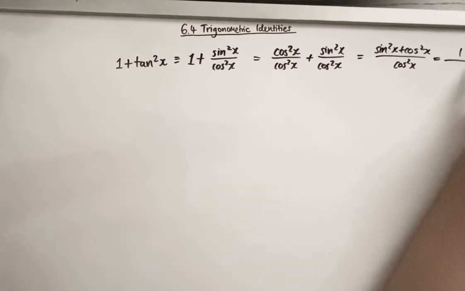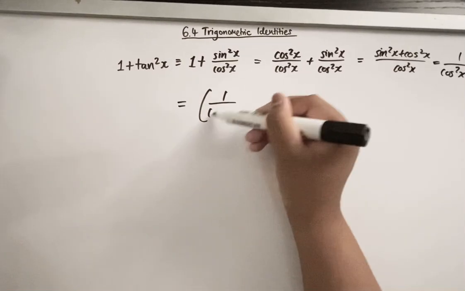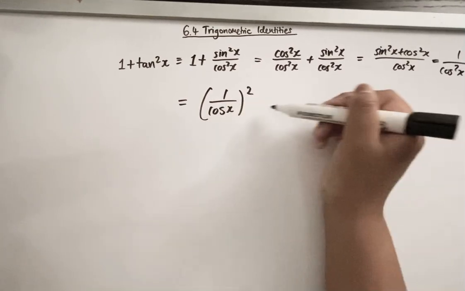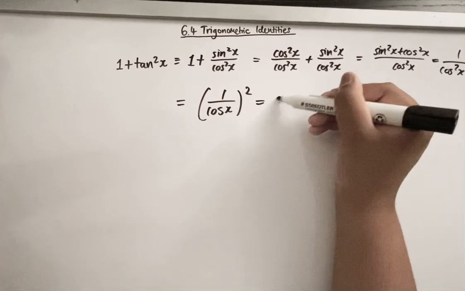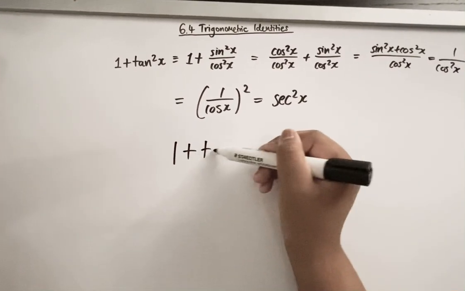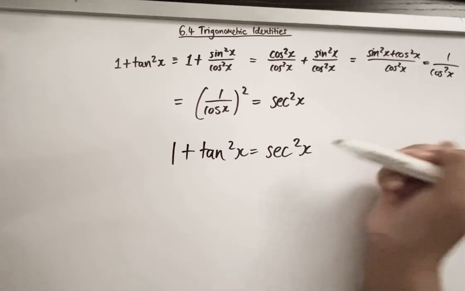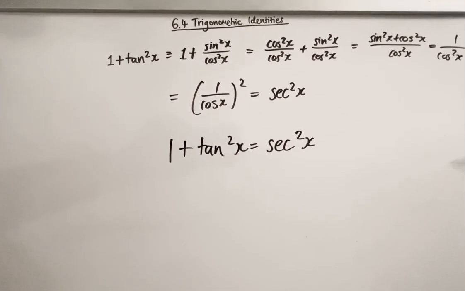So this is 1 over cos squared x, which is 1 over cos x all squared. And 1 over cos is sec, so this is sec squared x. And so 1 plus tan squared x is equal to sec squared x. And that's the first of the identities that you need to know.